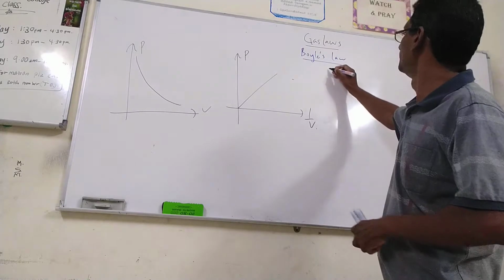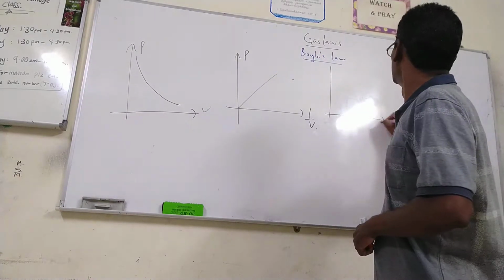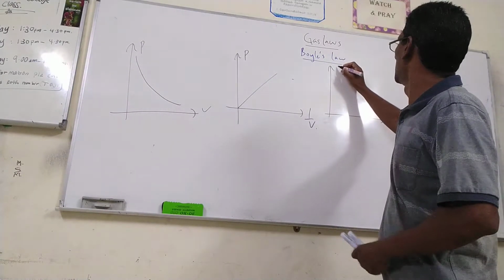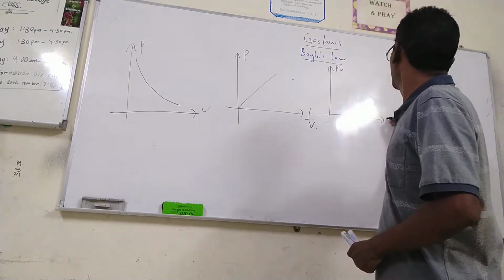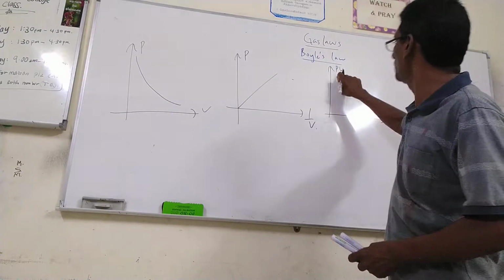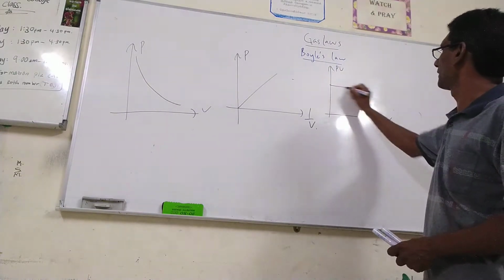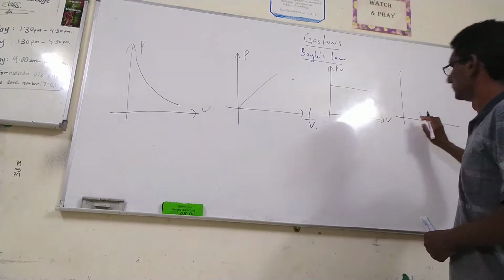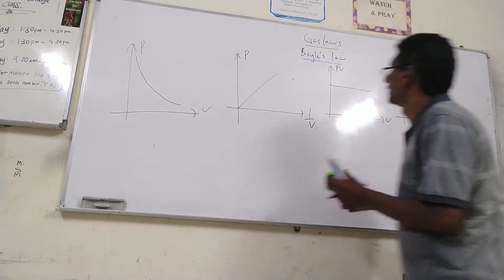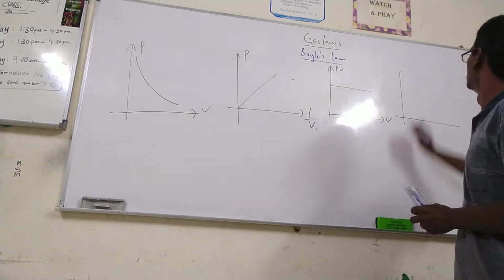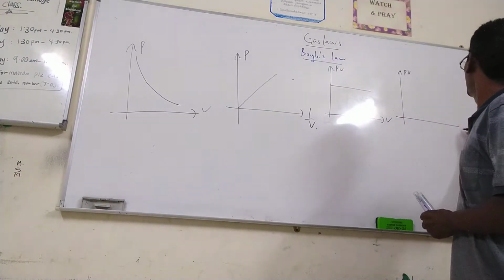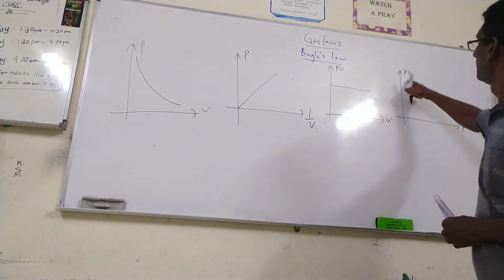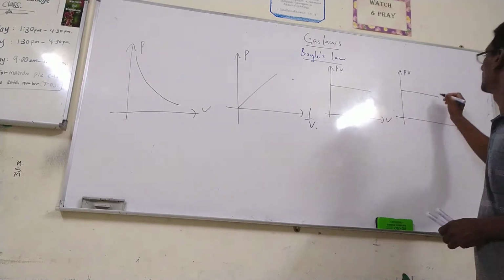The third graph is PV versus V. Pressure times volume against volume is a constant graph. And the fourth graph is PV versus P, which is also a constant graph.